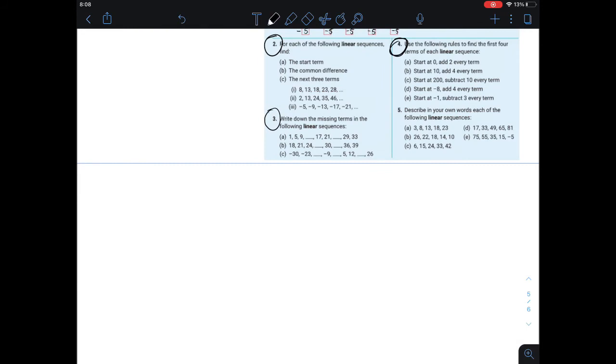Okay guys, let's look at question 4. In question 4, we're asked to use the following rules to find the first 4 terms in a linear sequence. So let's look at 4a. We're told to start at 0 and add 2 to each term. So I'm starting at 0 and I'm adding 2 to each term. So 0 plus 2 will give me the next term, which is 2. To find the next term, we add on 2 again. 2 plus 2 gives us 4.